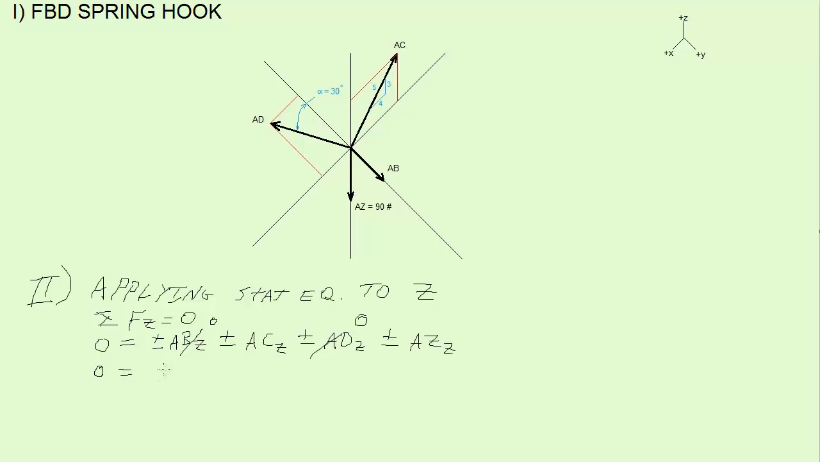Now you are no longer required to write your where statements. If you still prefer to do so, you may, but I'm going to skip that, first of all because I'm out of space, and second of all because I don't feel it's necessary here. AC's Z component is a positive 3/5 times AC.